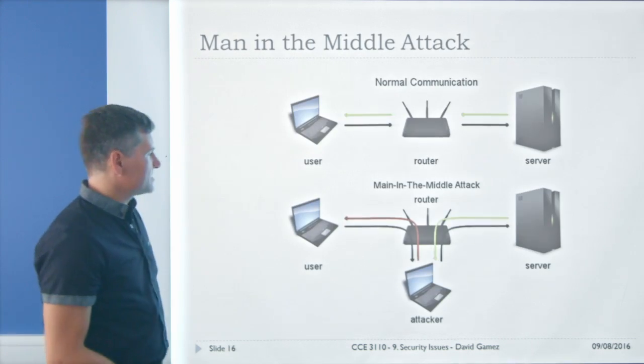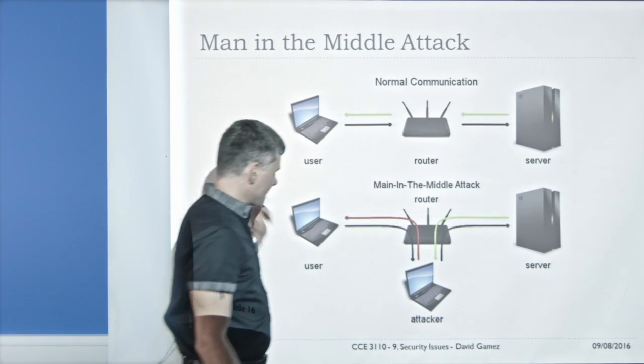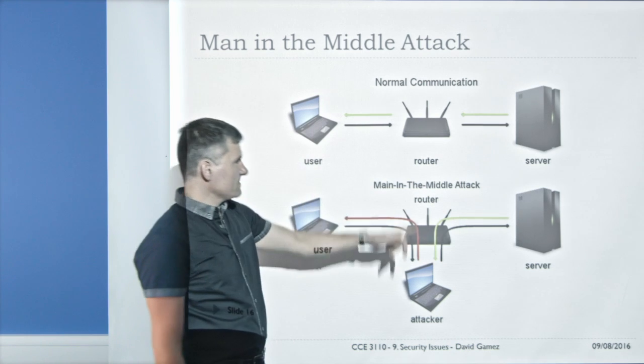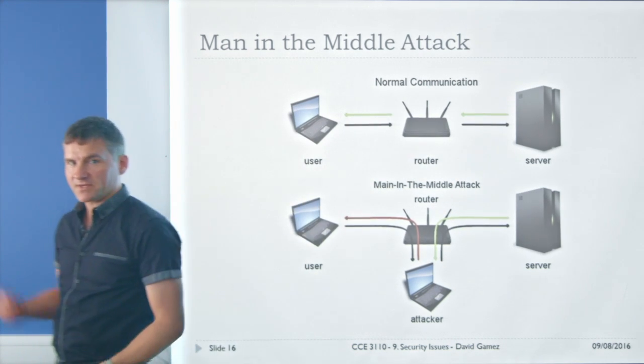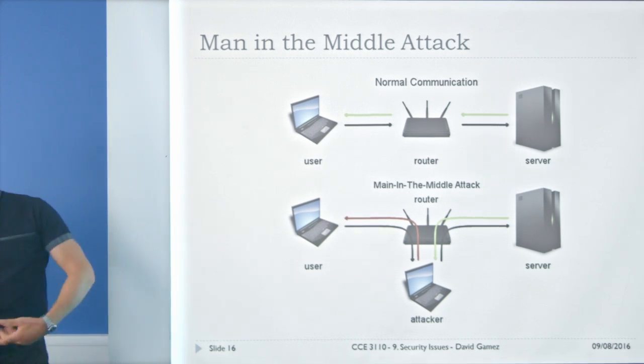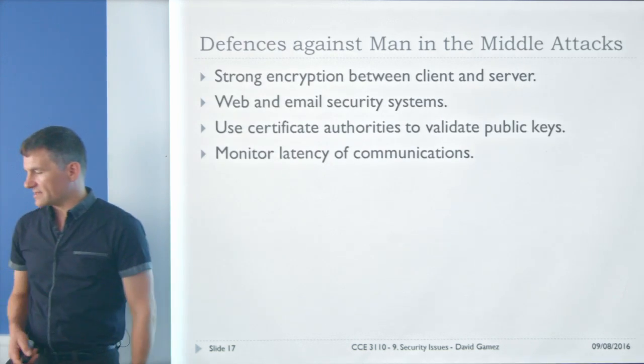And latency of communications, obviously it's going to take longer for Alice to talk to Bob through Colin than it would take if she talked directly through the router. So by monitoring communication latency, you can detect whether people are carrying out this kind of attack.